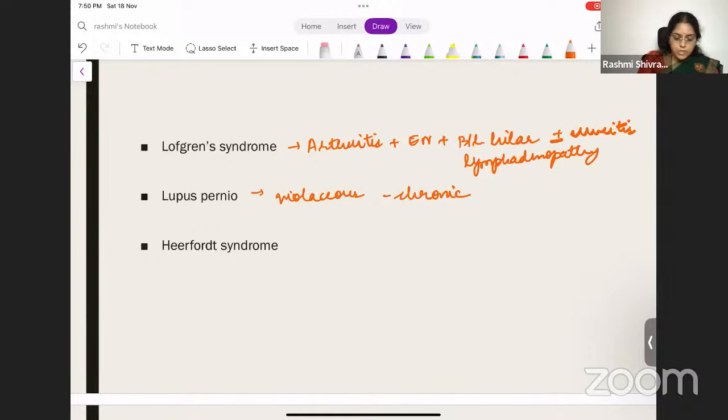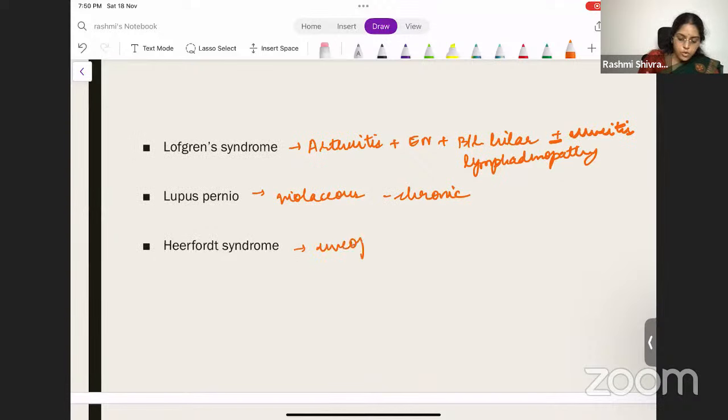Heerfordt syndrome is uveoparotid fever. You have uveitis and parotitis, with 7th cranial nerve palsy. It's also called uveoparotid fever. Correct, chronic erythema nodosum. That's right, Dr. Karthika.